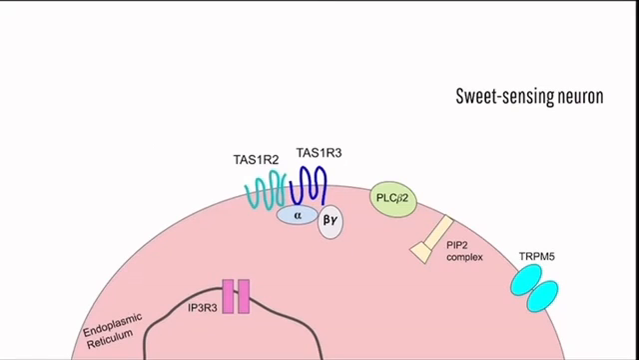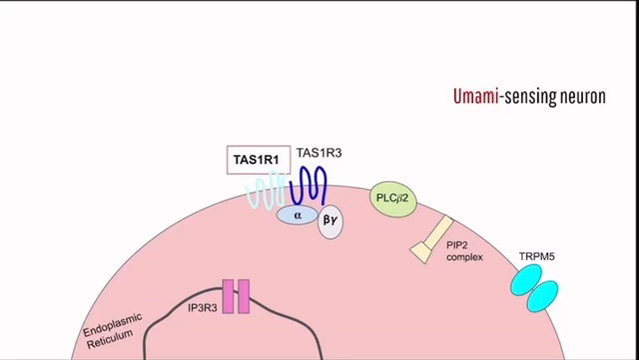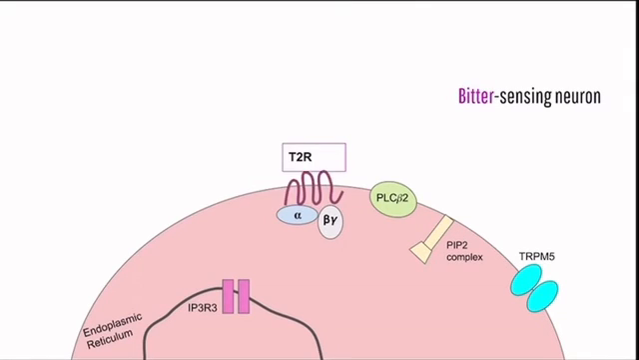Well, compared to the sweet-sensing neuron, the only difference from the umami-sensing neuron and umami taste pathway is that the TAS1R2 receptor is replaced with TAS1R1. This change results in umami ligands being necessary for conformational changes. With the bitter taste pathway, there's a different class of receptor present, T2R. With a T2R receptor, only bitter ligands are able to ignite the cascade.